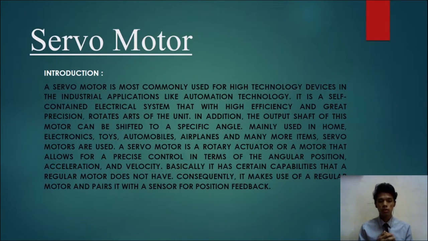A servo motor is a rotary actuator or a motor that allows for precise control in terms of angular position, acceleration, and velocity. Basically, it has certain capabilities that a regular motor does not have. Consequently, it makes use of a regular motor and pairs it with a sensor for position feedback.